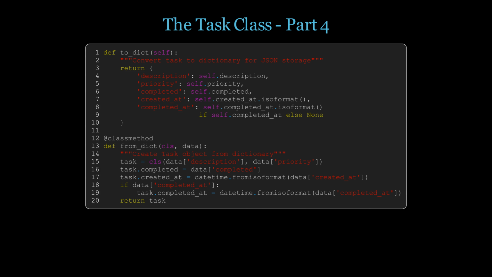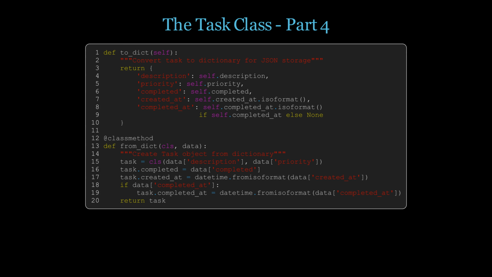For completed at, we use a conditional expression. If it exists, convert it. If none, keep it none. The fromDict class method does the reverse. It creates a new task object from a dictionary.